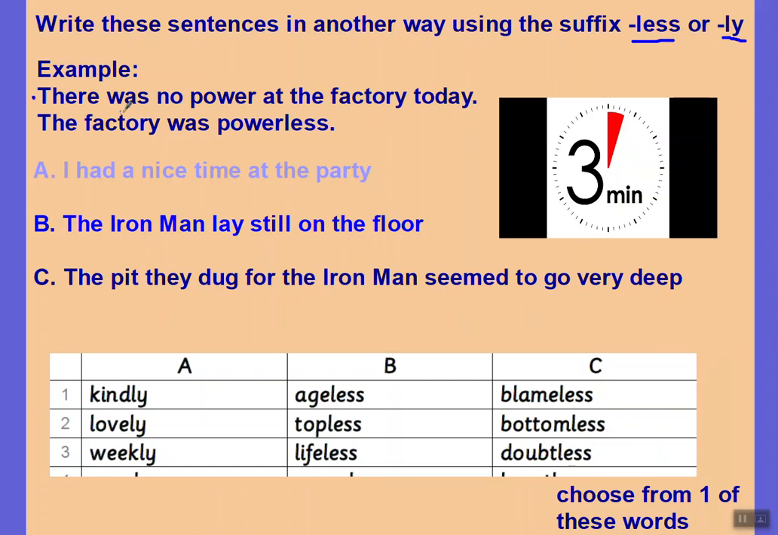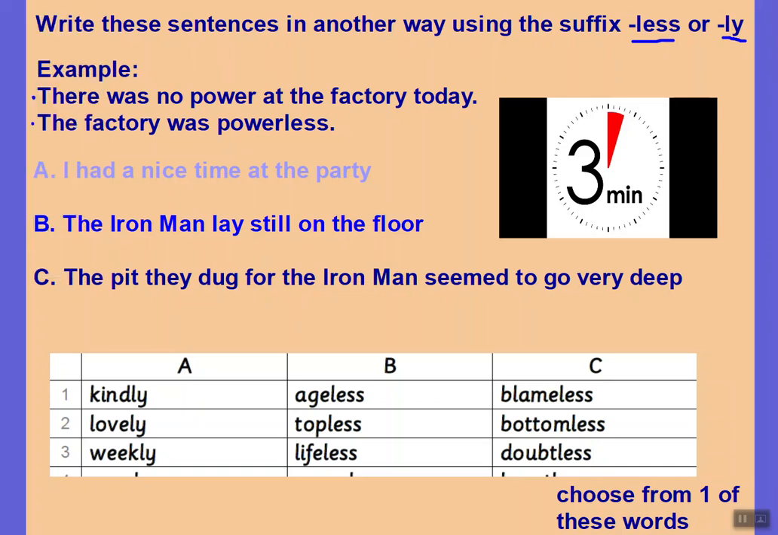sentence. It says, there was no power at the factory today. So something is without power. The new sentence would be, the factory was powerless. So it means without power. The factory was powerless. Okay, I'm going to give you 3 minutes.